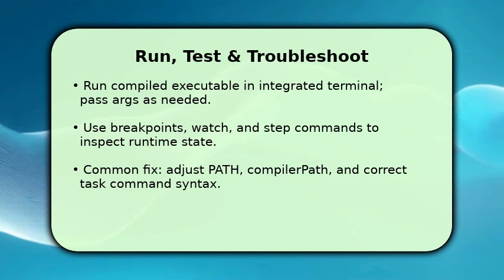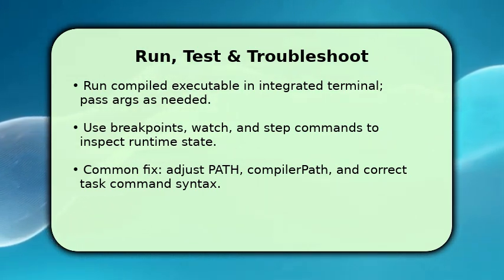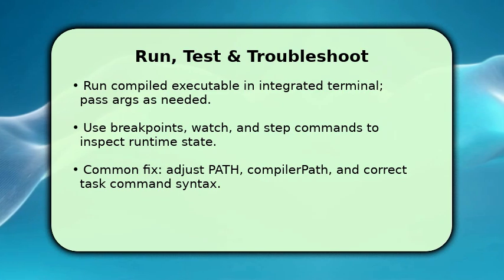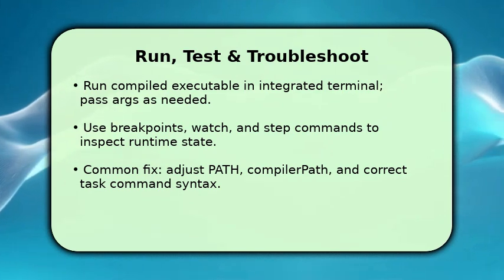If things go wrong, check the most common sources. Ensure the compiler path and include path are correct, confirm tasks.json command syntax, and validate launch.json debugger type. If a breakpoint isn't hit, recompile with -g and restart the debugging session. This usually resolves symbol or path mismatches.